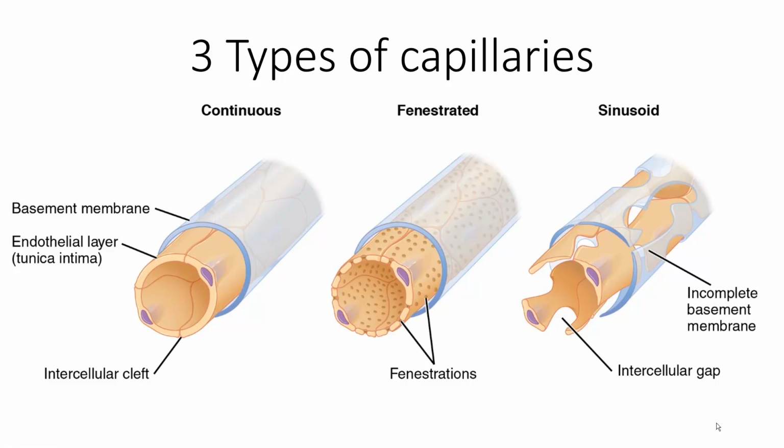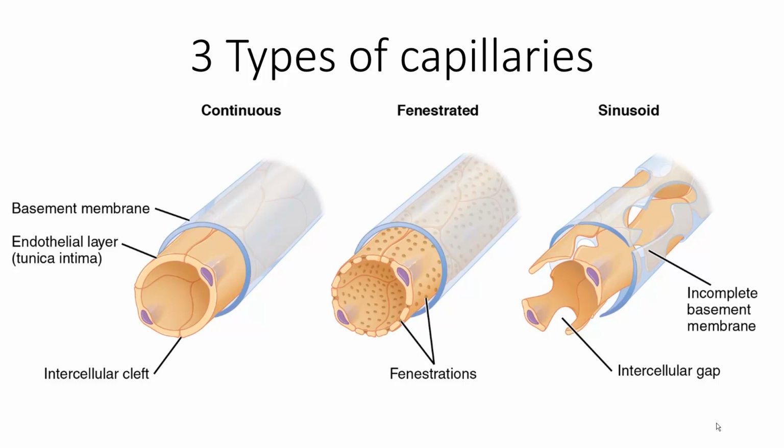Let's learn about capillaries, shall we? So, capillaries are the smallest of the blood vessels in the human body. They are usually between 7 and 9 micrometers in diameter, but they can be smaller than 6 microns in diameter. Keep in mind that red blood cells average about 7.5 micrometers in diameter, so these can get very, very, very small.